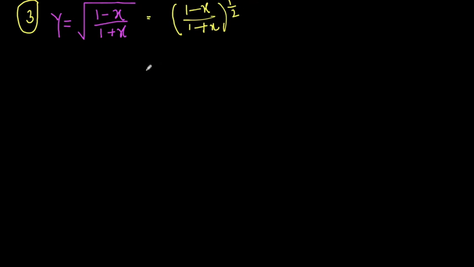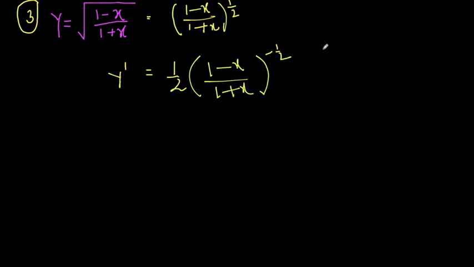So what is the power rule? Differentiation of this will be half bracket, and the power is reduced by 1, which is minus half, and we know that inside the bracket nothing changes, and then multiplied by differentiation of the bracket. And now if you try to find the differentiation of the bracket, you have to use the quotient rule, because you have to find the differentiation of 1 minus x over 1 plus x. So let's do that.